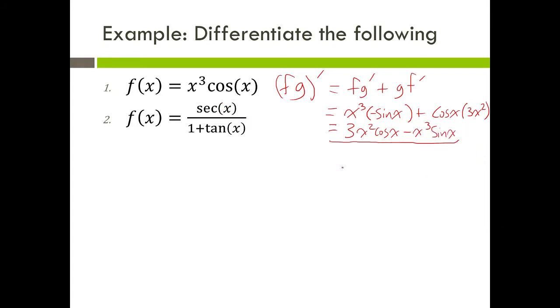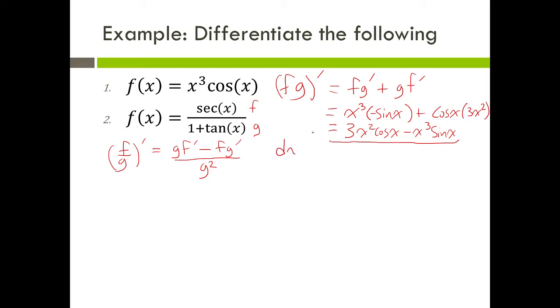Okay, here, let's find the derivative of secant x over 1 plus tan x. And let's call this f, and we'll call this g. Okay, so we have two functions, f and g, and we're going f divided by g. So we can basically say the following. The derivative of f over g is equal to g times f prime minus f times g prime divided by g squared.